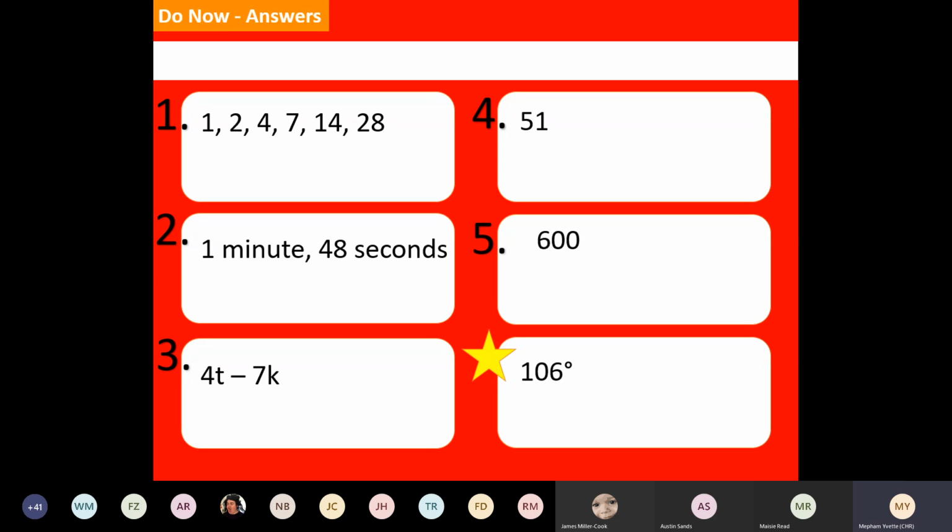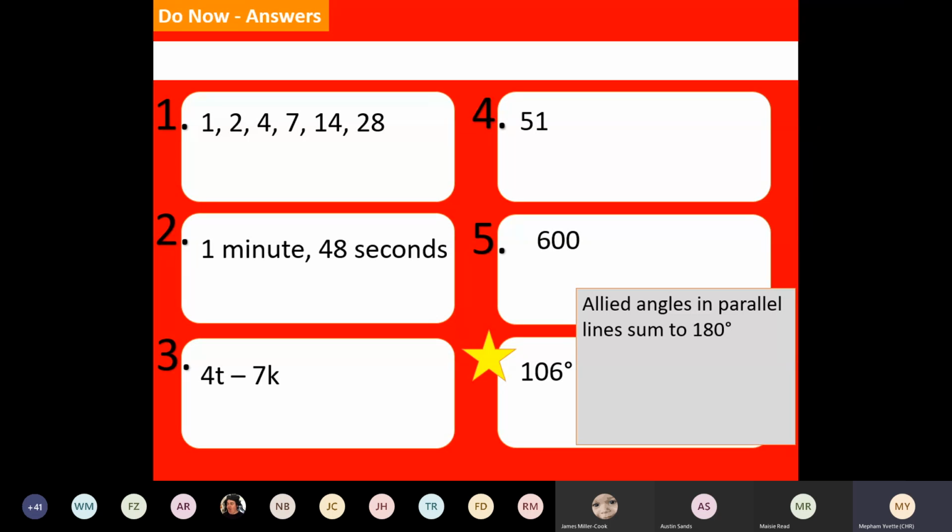extension question, we should have had 106 degrees. And this is because allied angles in parallel lines sum to 180 degrees, which we would have learnt in previous lessons. We should have known that A plus B, which would have been 74 plus B in this question, would be equal to 180. So this would mean that B equals 180, take away 74 degrees, which equals 106.